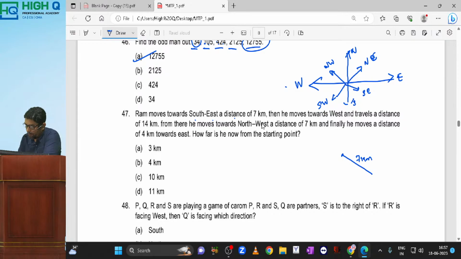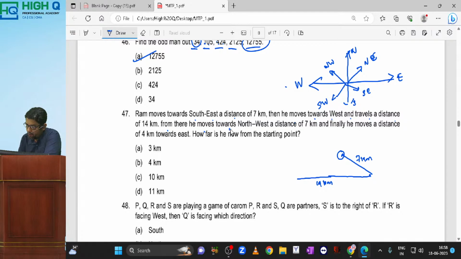For 7 kilometer. Then he moves towards west and travels a distance of 14 kilometer. My dear students, one thing you remember, don't take west from here. This is the original position. From here only west also to be taken. As far as west is concerned, this is the west side. How many kilometers? 14 kilometers.